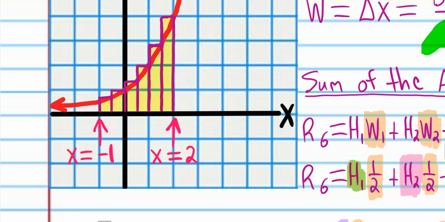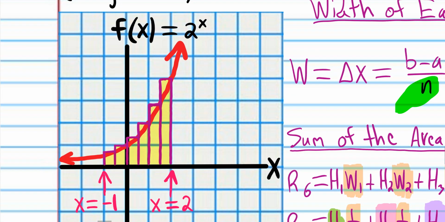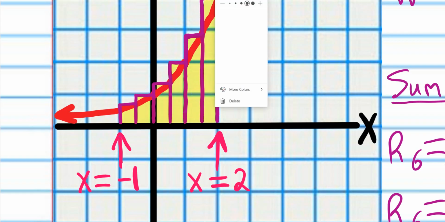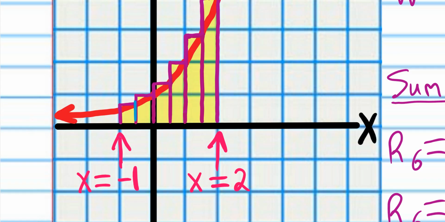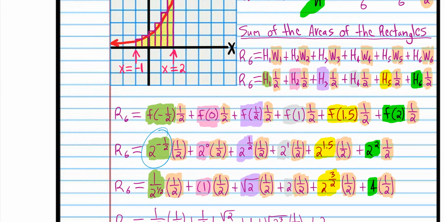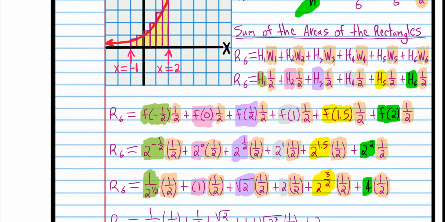Now, in the previous problem, we started by plugging in -1 to the function, and that gave us the height of the first rectangle, but we're going to start by plugging in -1/2. We have to count out -1/2, and that's going to give us the height of this rectangle when we plug it into the function. Or excuse me, the height of the first rectangle.